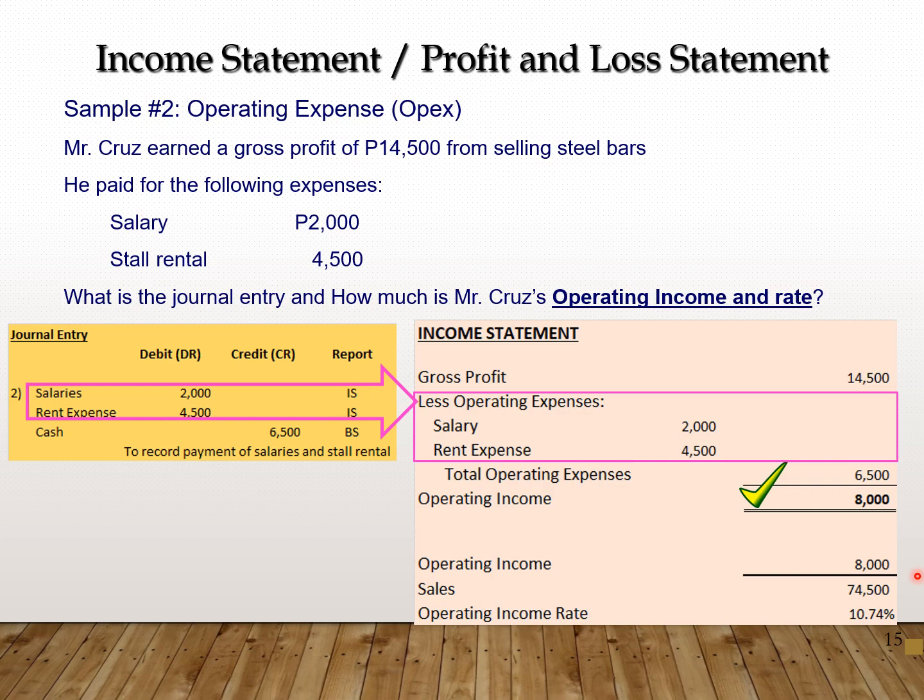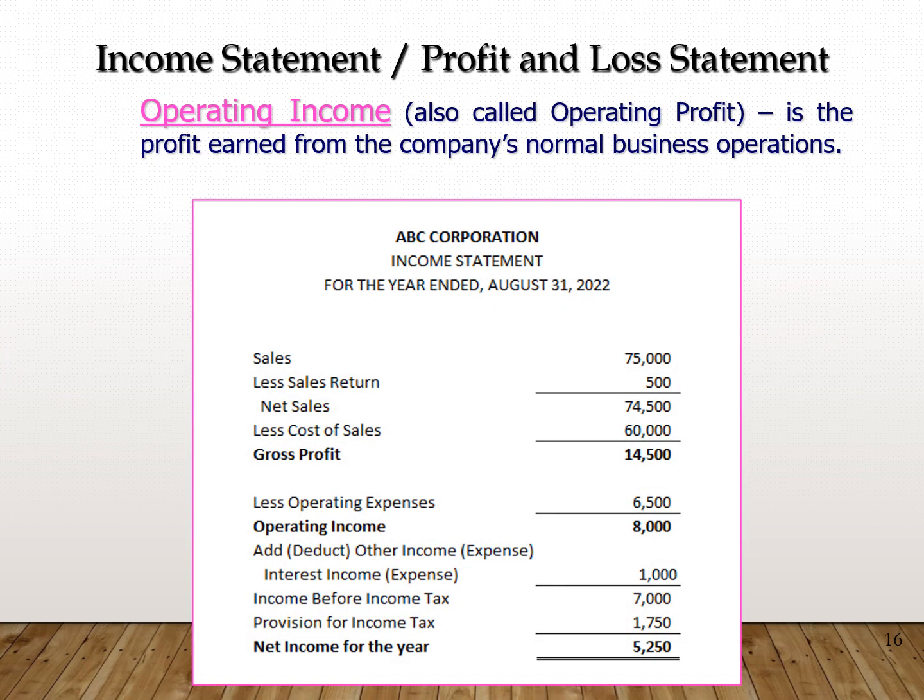Operating income of Mr. Cruz is at 8,000, while the operating income rate is at 10.74% by dividing operating income of 8,000 by sales of 74,500. Next item is the operating income, which is also called the operating profit. This is the profit earned from the company's normal business operation, and it is shown after the operating expense account.